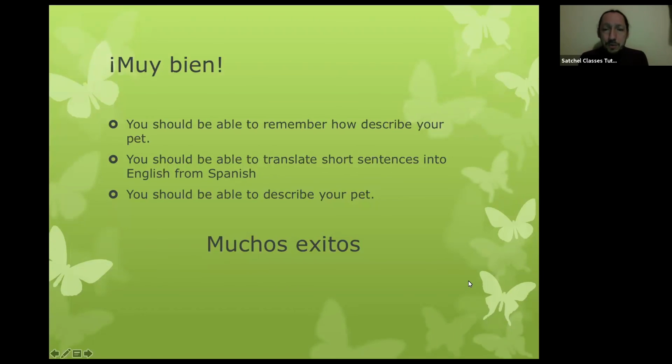You should be able to remember how to describe your pet. You should be able to translate short sentences into English from Spanish. And finally, you should be able to describe your pet. Remember, when you're using adjectives, they need to match the noun, in other words, the pet that you are going to be talking about. Also, include a lot of information: the name of your pet, how old your pet is, and where does your pet live?